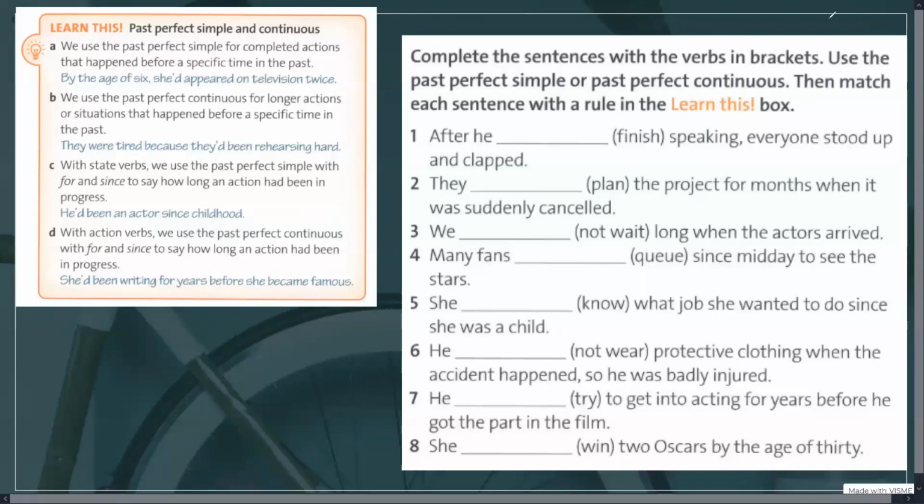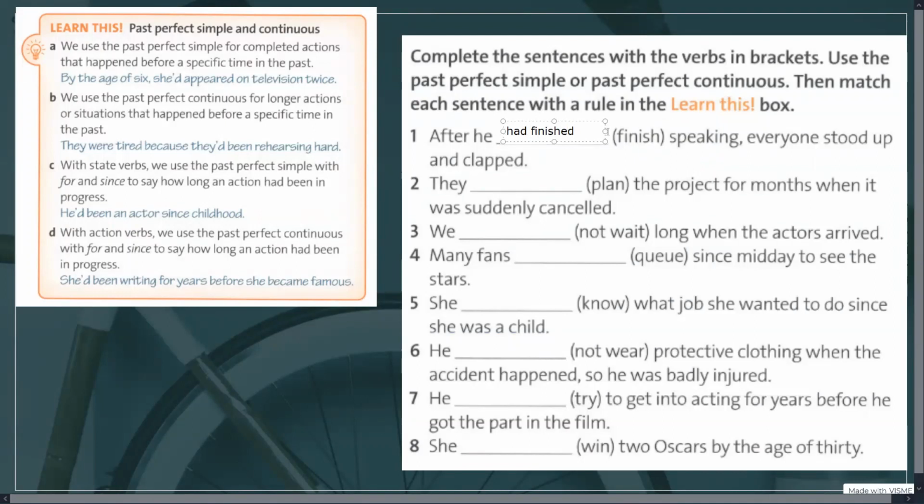Complete the sentences with the verbs in brackets. Use the past perfect simple or past perfect continuous. Then match each sentence with a rule in the learn this box. Znači, moramo povezati zašto smo napisali to što smo napisali sa pravilom koje nam je reklo zašto. So first we have, after he finished speaking, everyone stood up and clapped. I would say had finished.